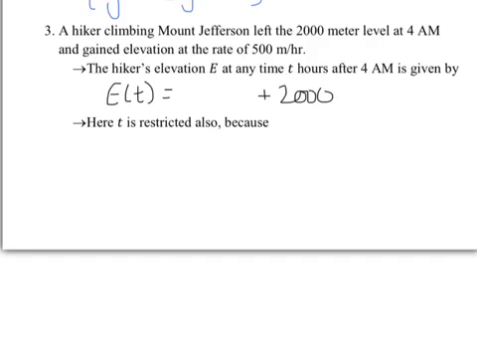Well, every hour, each person gains 500 meters per hour. So after 1 hour, we would take the 500 and multiply it by 1 hour. After 2 hours, multiply by 2 hours. So however many hours are there, we'll call that t for time. Now, the hard part here is to recognize that the time is restricted. Well, first of all, time can only start at 0 hours. So we'd start with 0 hours for time.